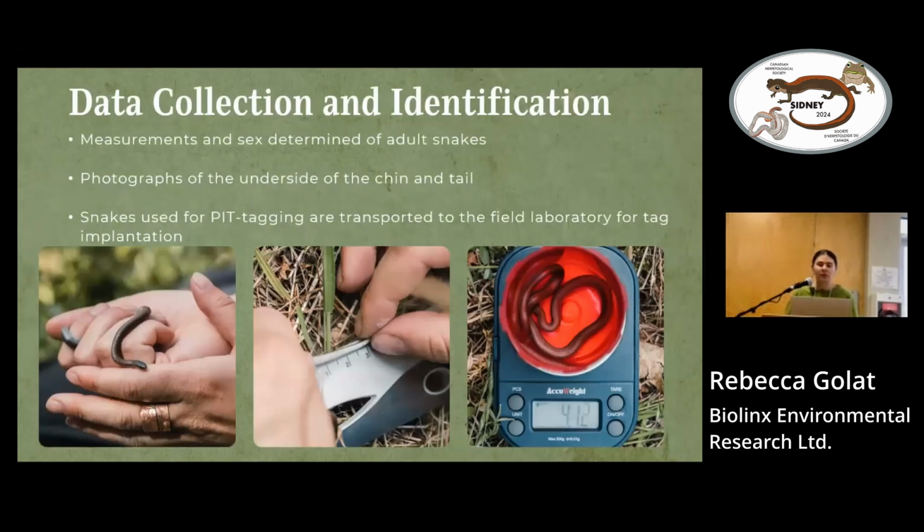Once we have the snake in hand, we take the normal measurements, and we also take photographs of underneath the chin and tail for identification. We'll take fecal samples, and we'll take blood samples if we take them back to be PIT-tagged. We take them to our field laboratory, which is Kristiina's shed.